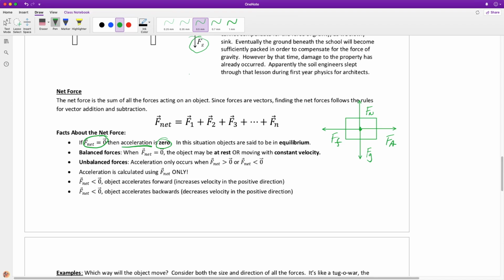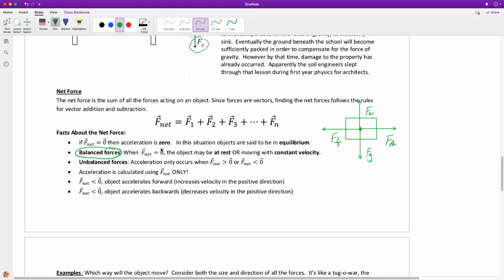Now notice I said the acceleration. I didn't say that the object is necessarily stopped. I said that the acceleration is equal to 0. And we're going to specify other circumstances where we can have a net force of 0, but still be moving. The other term for this is a state of equilibrium. So when F net is equal to 0, we can say that the system is in a state of equilibrium. And that's when the forces are balanced.